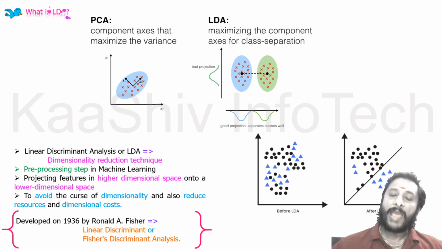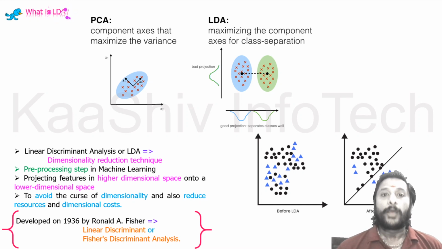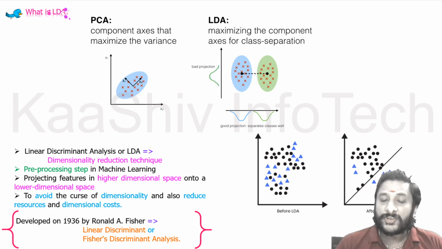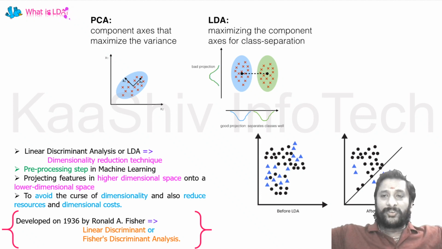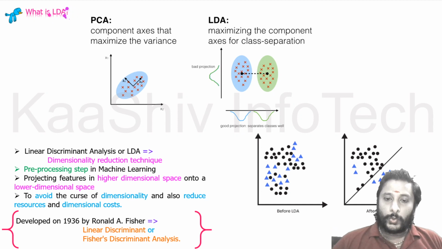I can't have 100 dimensions, sir. In that case, we have an optimized way of doing dimensional reduction. Dimensional reduction is nothing but: I have 100 dimensions of data, and I'm converting it into a single dimension.